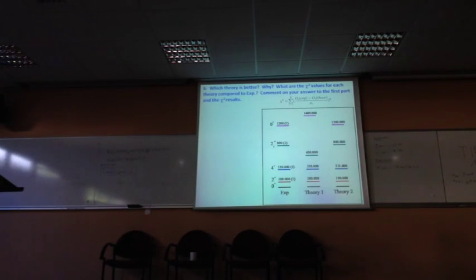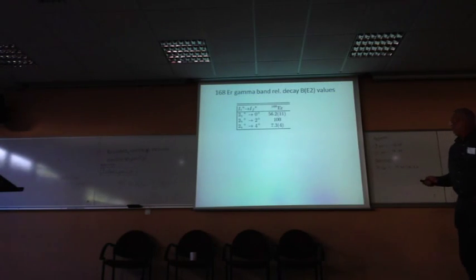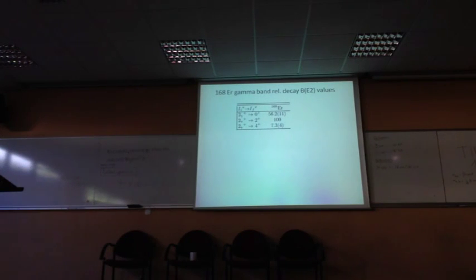Okay, now I asked you which theory is better. Can we just take a question about the fifth exercise? When we have a ratio and we normalize to something, how do we calculate the error?